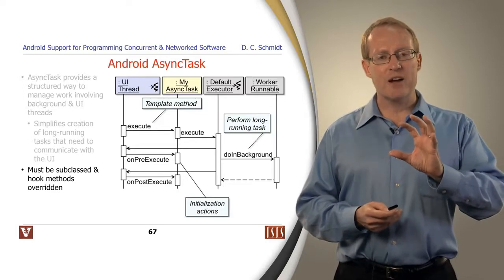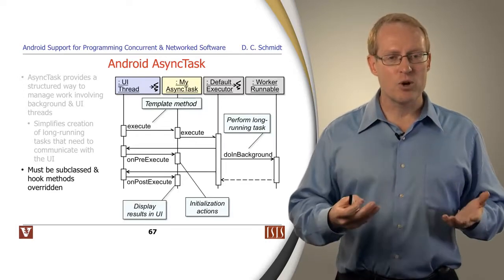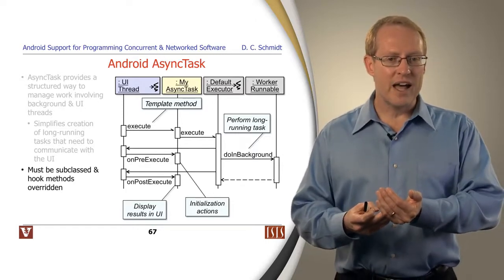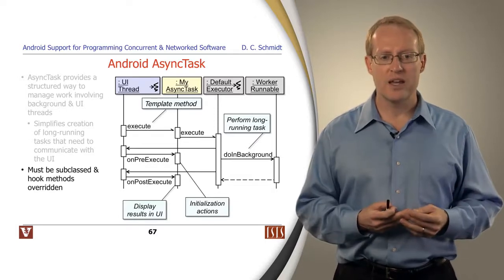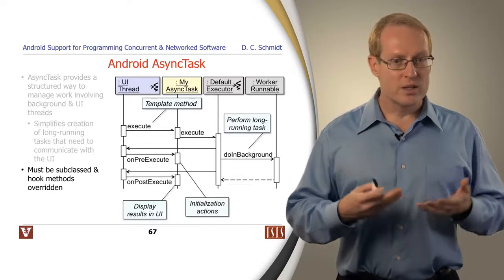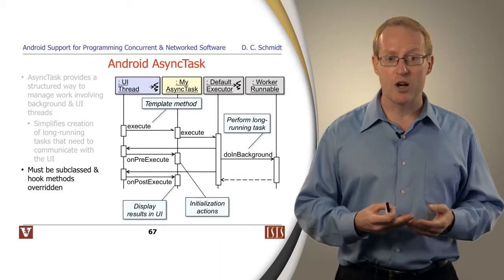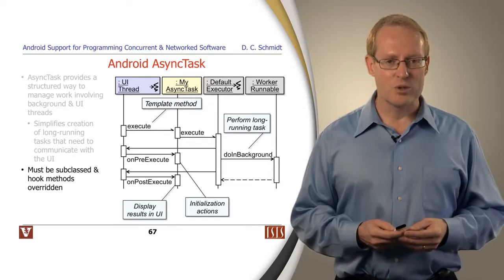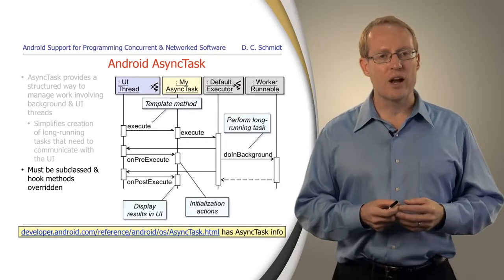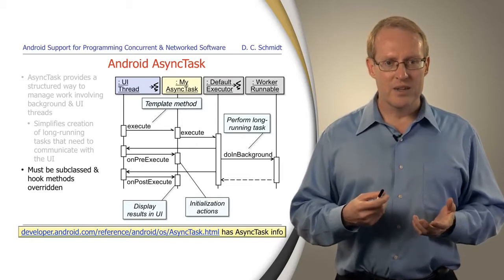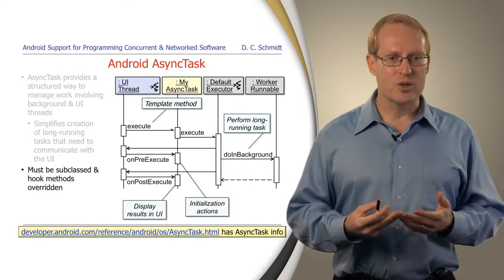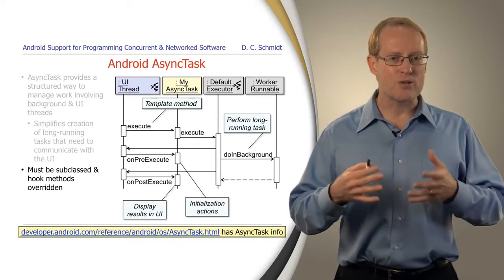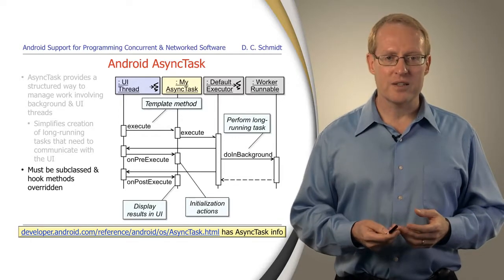When the doInBackground method is finished, it returns a result, which is called back in the context of the UI thread via the onPostExecute hook method. This is where you typically do any cleanup or display operations. You might display the results of the long-running computation in the UI, which is perfectly fine because now you're running back in the context of the user interface thread again. If you take a look at this URL, you'll find out lots more about the async task framework. I also encourage you to take a look at the source code in Android. There are some really interesting programming techniques and patterns and idioms that are used to implement async task.